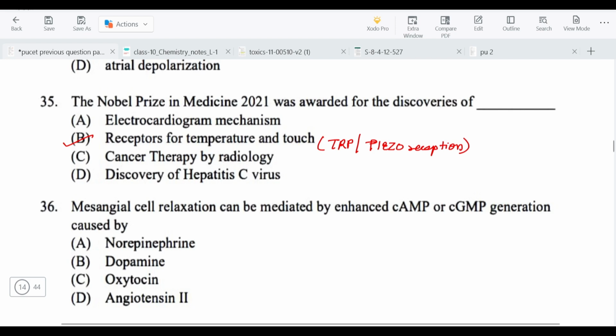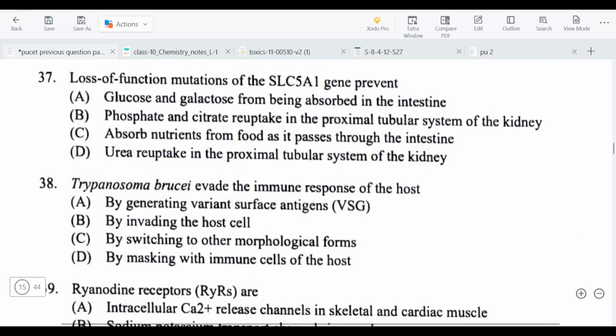Next, mesangial cell relaxation can be mediated by enhanced cAMP or cGMP generation caused by, the answer is dopamine. This neurotransmitter dopamine promotes mesangial relaxation via cAMP or cGMP generation. Next, loss of function mutation in the SLC5A1 gene prevents, the answer is glucose and galactose from being absorbed in the intestine. Important. So this gene, if mutated, will prevent the absorption of glucose and galactose from the intestine.